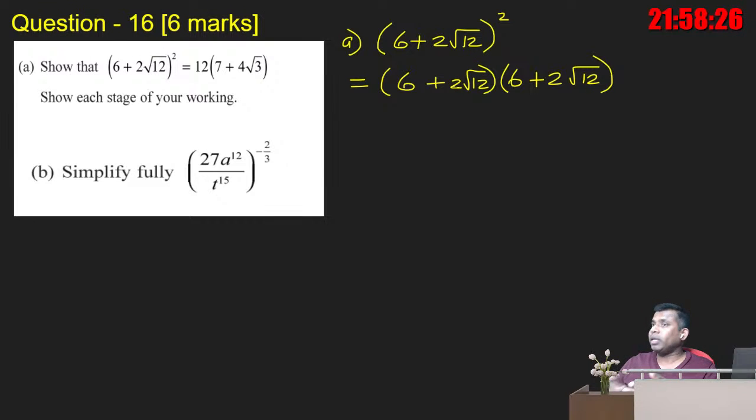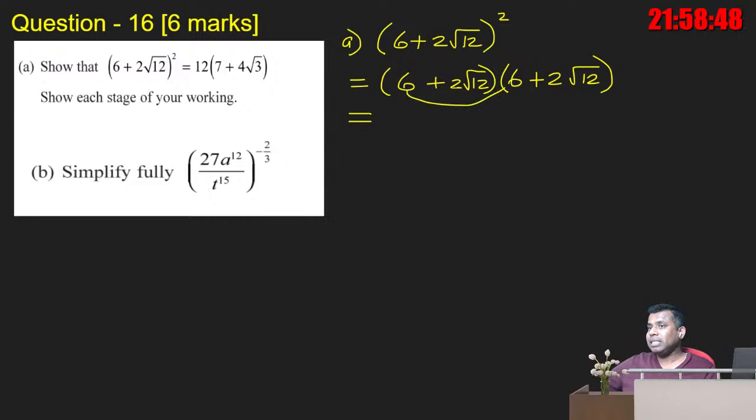If you are A-level students, you need to expand straight away using the (a + b)² formula. Some of your GCSE students already know that formula, but I'm not putting pressure on you. Do it step by step, because they are clearly asking you to show each stage of your working. So write the brackets side by side and use the FOIL method again.